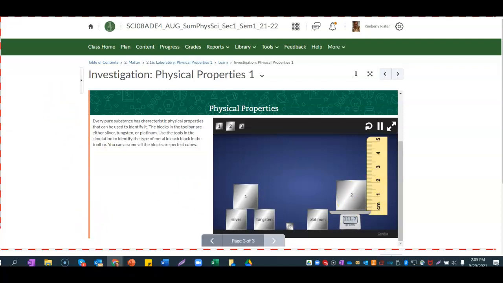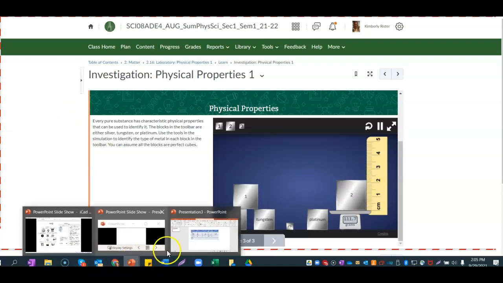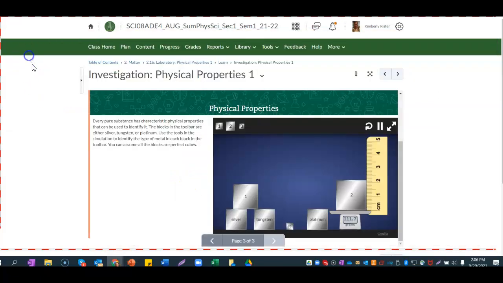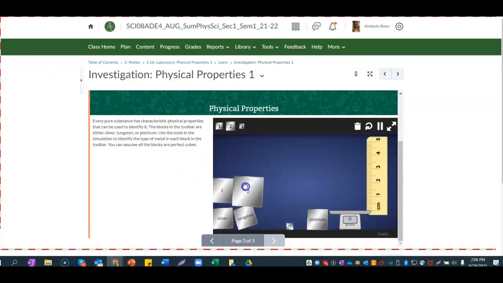Okay, so if we go back to our data table, we have 111.7. This was 2.2. So if you multiply those three, 2.2 times 2.2 times 2.2, you get a volume of 10.6. And you get a density, when we divide 111.7 divided by 10.6, we get a density of 10.53. All right, so go back and test our last one, which is the little one.